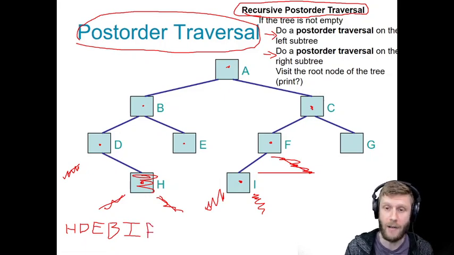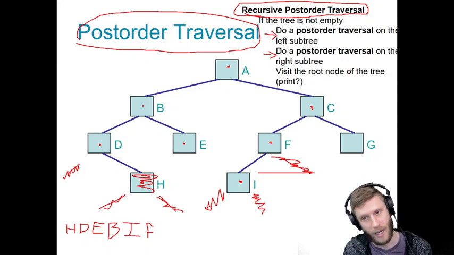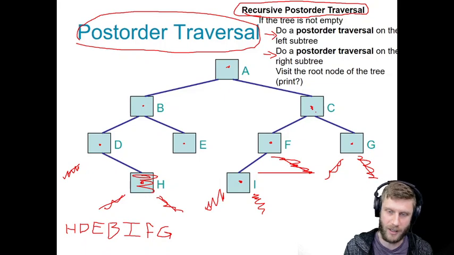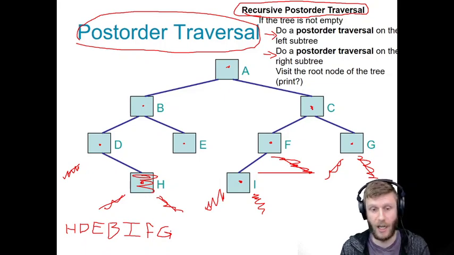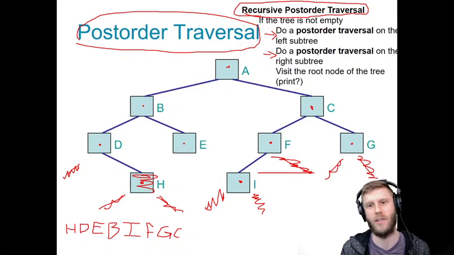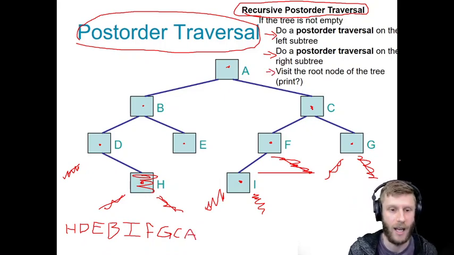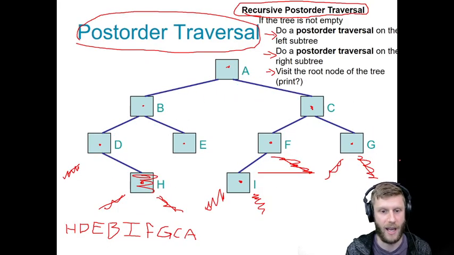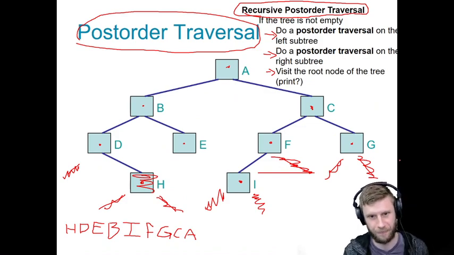We return to C. Now at C we need to do the right subtree, so we go to G, nothing there, nothing to the right of G. Now we can print out G. Then we can print out C because we return to C and deal with the contents. Now we're done with C. Now we're back at A. And because we just finished the post-order traversal on the right subtree, we can now print out A. So let's see if I'm right. HDEBI, FGCA. Yay, I was right.